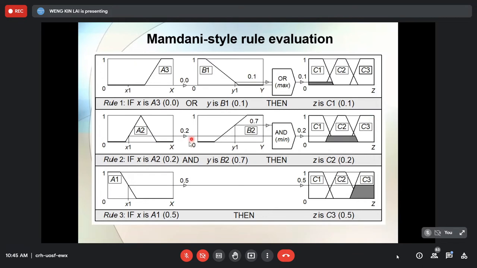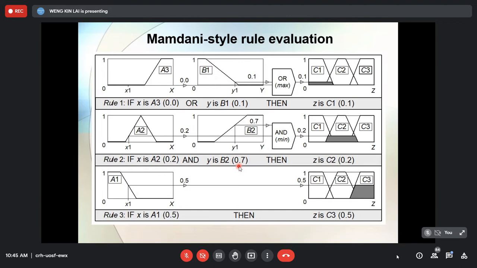So here in the second rule, we still look at X1 and still look at Y1, nothing has changed, but see where it intersects A2 now. Because the second rule talks about A2, the second rule talks about B3. Where does it intersect A2 for X, and where does it intersect B2 for Y input? So you can see here, in this case, we intersect at 0.2 and at 0.7.